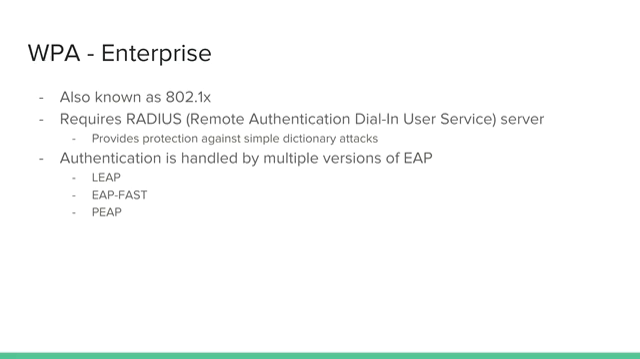Authentication is handled by EAP, which is Extensible Authentication Protocol, of which there are many prominent versions. There's LEAP, EAP-FAST, and PEAP, and a lot of others. If you've ever had to manually configure something on UC's network, you know that they use PEAP.